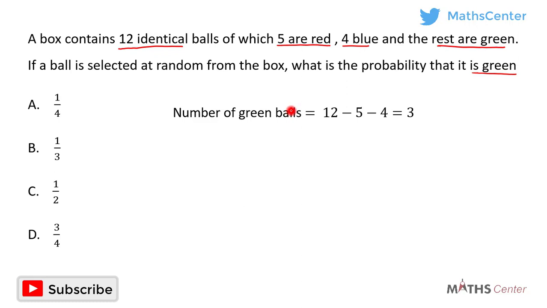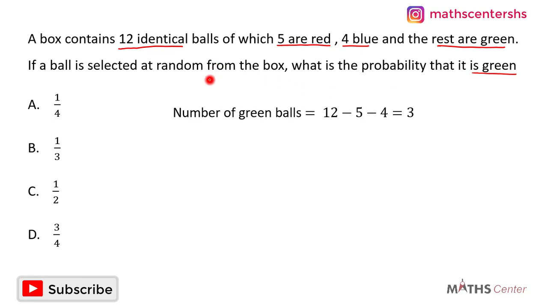So it means that the number of green balls will be equal to the total number of balls, which is 12, minus the number of red balls, which is 5, minus the number of blue balls, which is 4. So you have 12 minus 5 minus 4, and this will give us 3. So it means there are 3 green balls in the box.